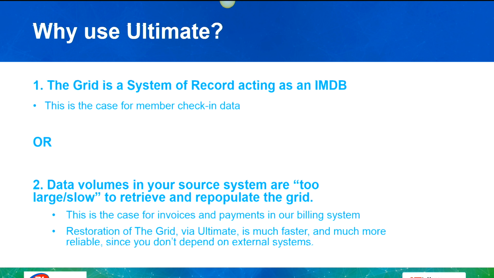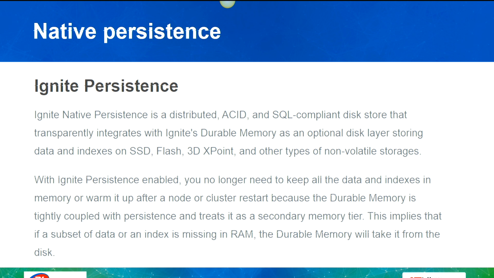So in reality, the reason we went to Ultimate is that if that were ever to happen, we will restore from our backups, as we'll talk about. We will not be reliant on our cache loaders or our SaaS billing system. We will use the Ultimate Edition backups.